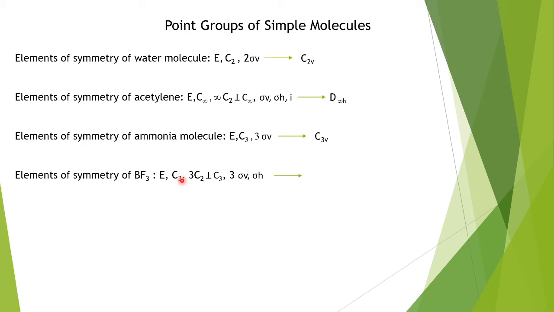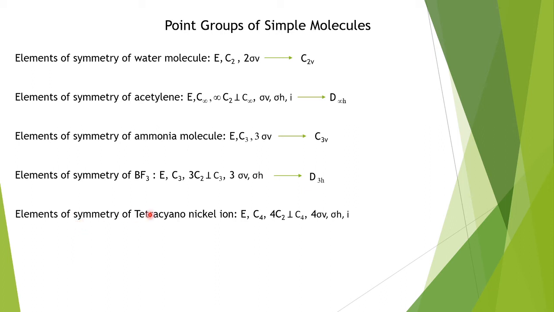See, here also there is n C2 perpendicular to the principal axis or Cn, so the notation will be capital D. Then we have C3, so it should be D3, and here there is a horizontal plane, so D3H.